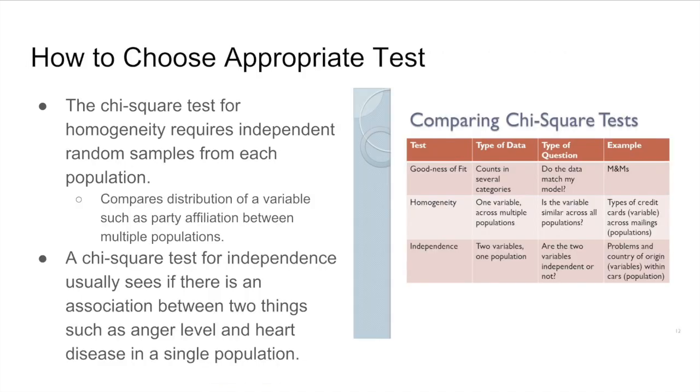So now we're going to go over how to choose the appropriate chi-square test. The chi-square test for homogeneity requires independent random samples from each population, and it compares the distribution of a variable such as party affiliation between multiple populations. A chi-square test for independence usually sees if there's an association between two things, such as anger level and heart disease in a single population.